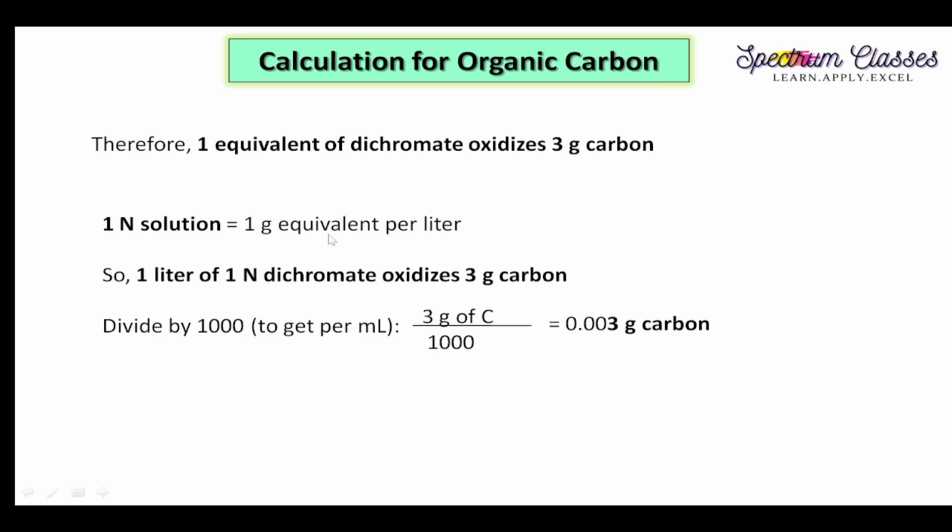One normal solution has 1 gram equivalent per liter. So 1 liter of one normal dichromate oxidizes 3 grams of carbon. Divide by 1000, because per liter we have 1000 ml. So this is this much grams of carbon. This is the conversion factor which we use here.